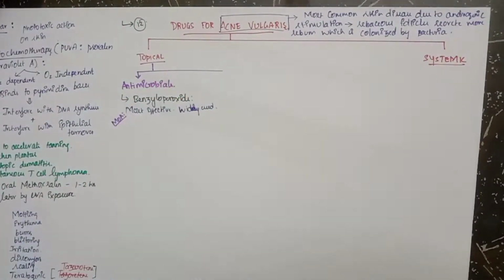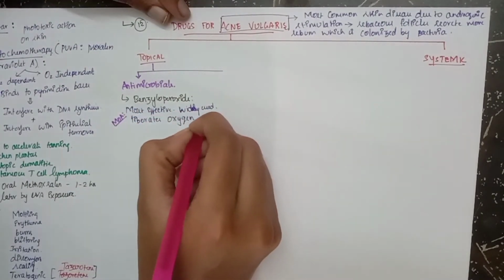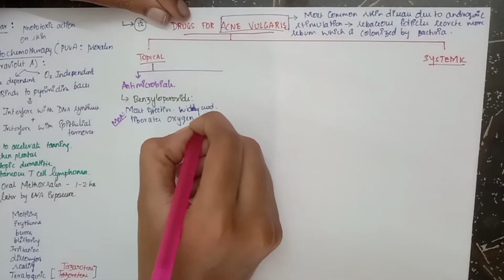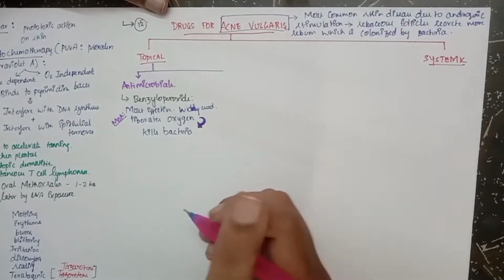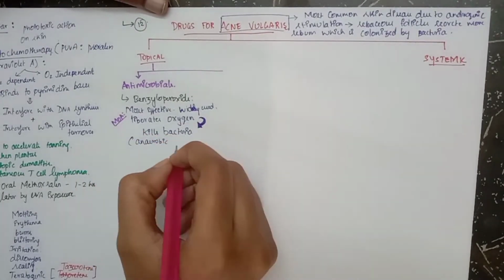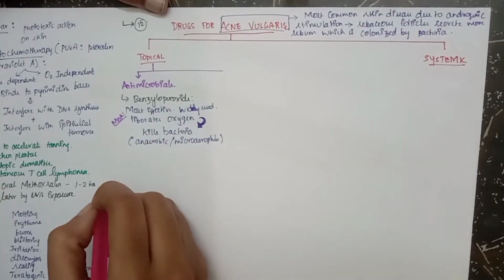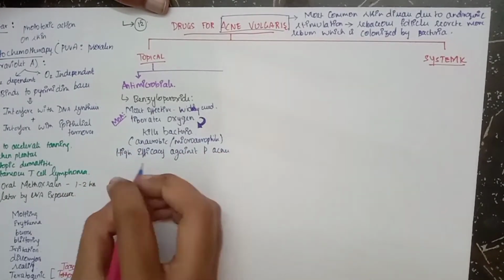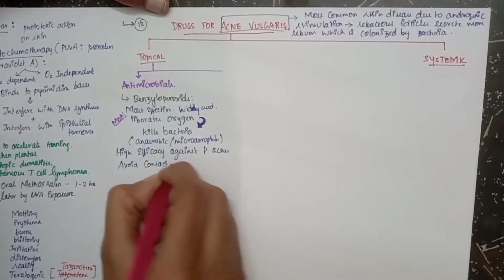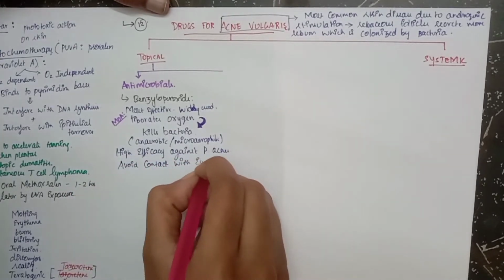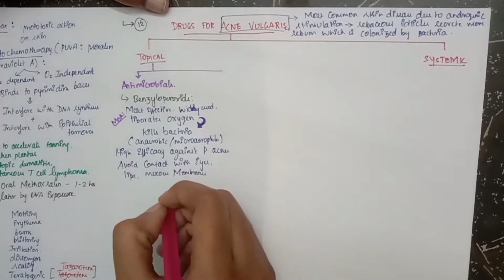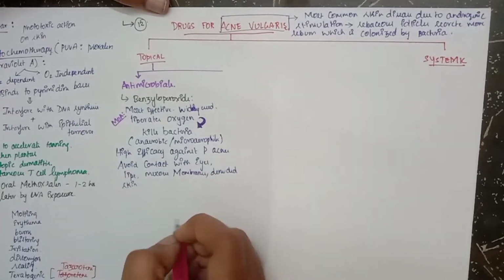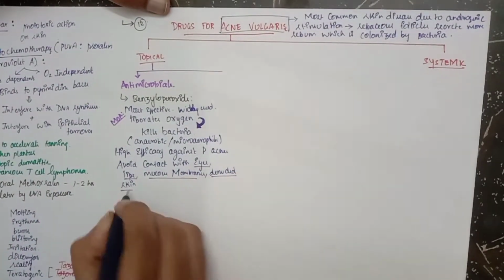Okay, so going into the drug, benzoyl peroxide is the most effective drug and it is widely used. Its mechanism of action is that it liberates oxygen and kills bacteria, mostly the anaerobic and microaerophilic bacteria. It is highly effective against P. acnes. We should avoid contact with eyes, lips, mucous membranes, and denuded skin, otherwise it can cause some adverse effects.